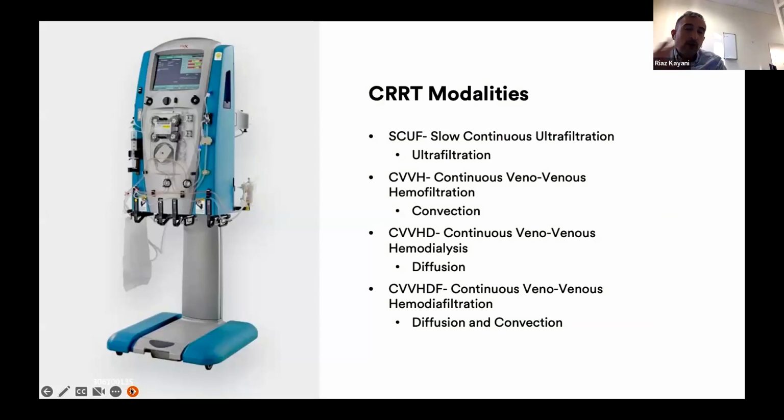We have a whole variety of modalities that we use. The only important one really that we use is something called CVVH-DF, which is hemodiafiltration. All you need to know about that is that we basically use all the mechanisms that are available to us in one go. So it filters, and it gives dialysis as well, and it uses both of those mechanisms.